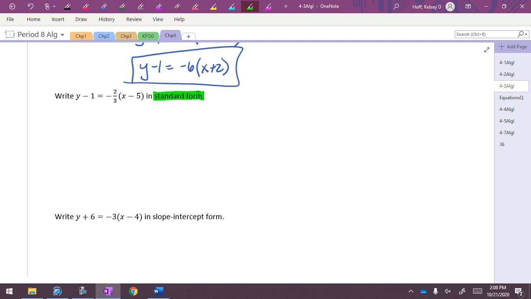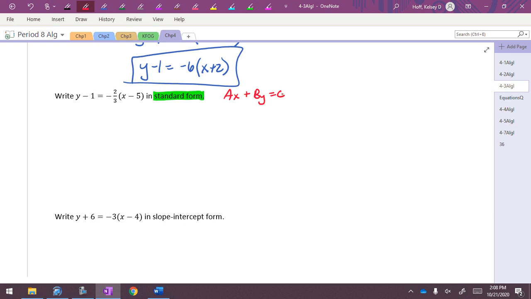Now, what is the standard form equation of a line? Ax plus By equals C. And there were 3 rules here, right? What were those 3 rules? A has to be positive. Ax and By have to be on one side. C has to be on the other. A, B, and C have to be integers. So we're going to know we're written in standard form as soon as we hit all 3 of those rules.